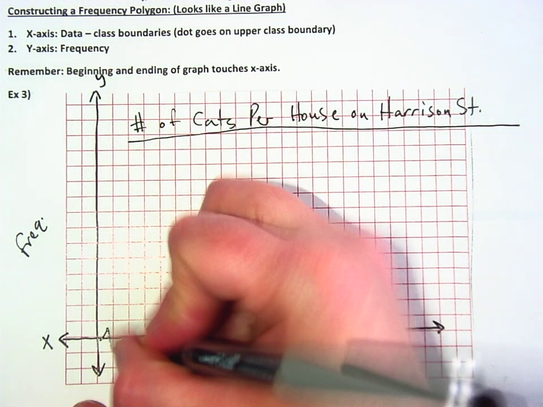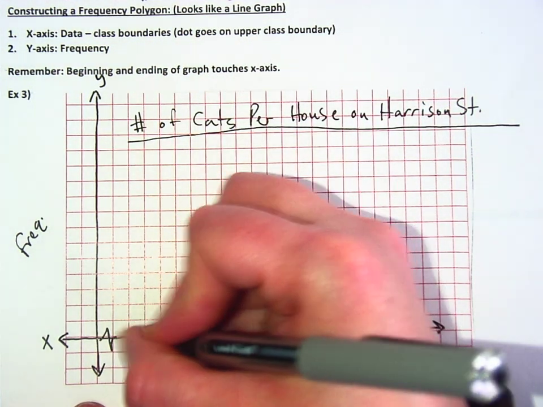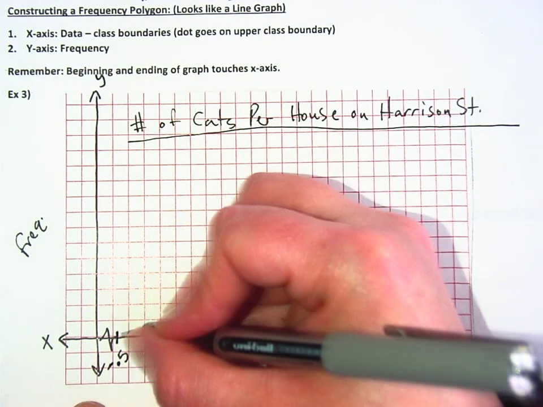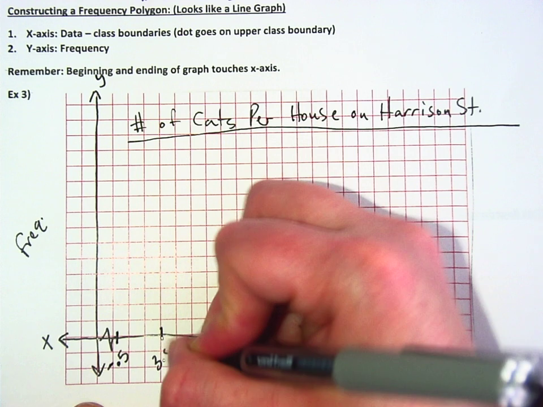So we're going to do the exact same thing we did last time, where we've got these kind of markers. This was negative 0.5. This one was 3.5.